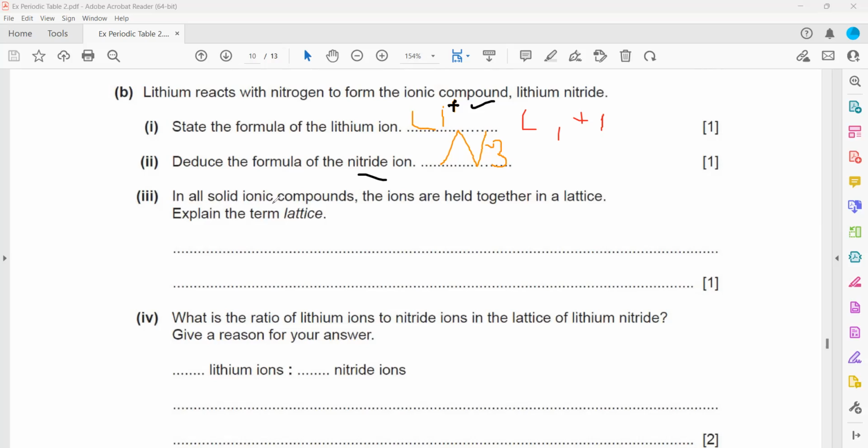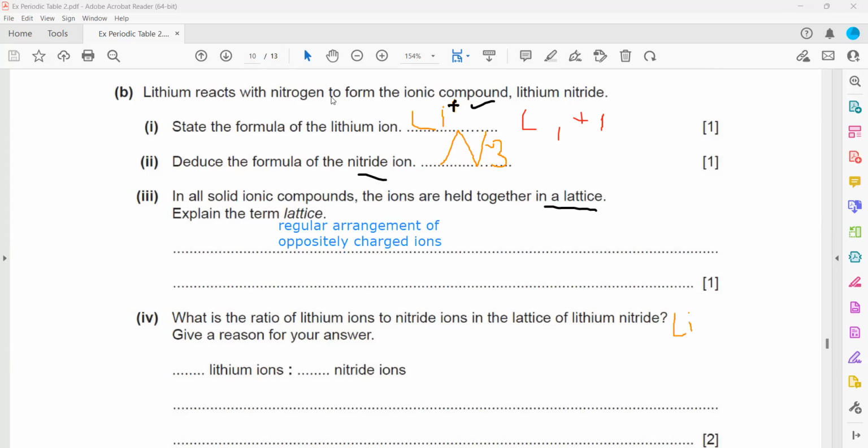Then in all solid ionic compounds, ions are held together in a lattice. Explain the term lattice. So what is a lattice? Lattice is basically a regular arrangement of the ions. In an ionic compound, when you define the ionic lattice, it is a regular arrangement of oppositely charged ions. And if it's a metallic lattice, then you will say a regular arrangement or lattice of positive ions or cations.